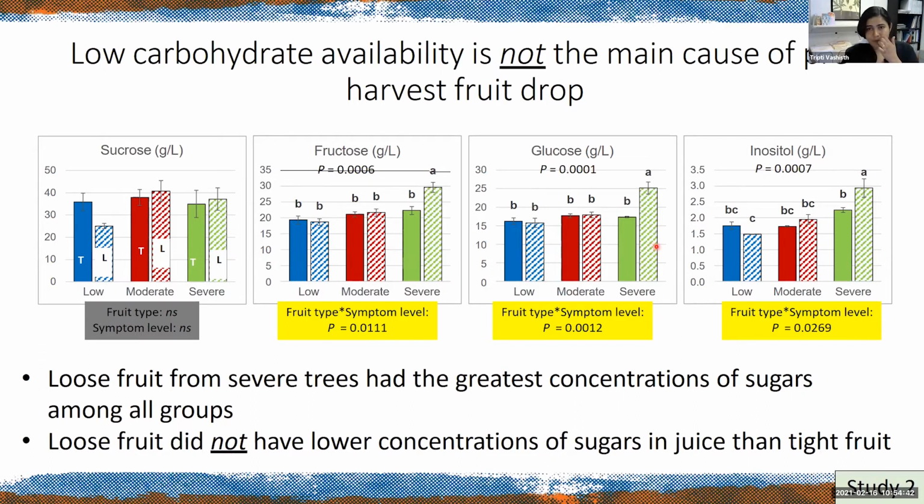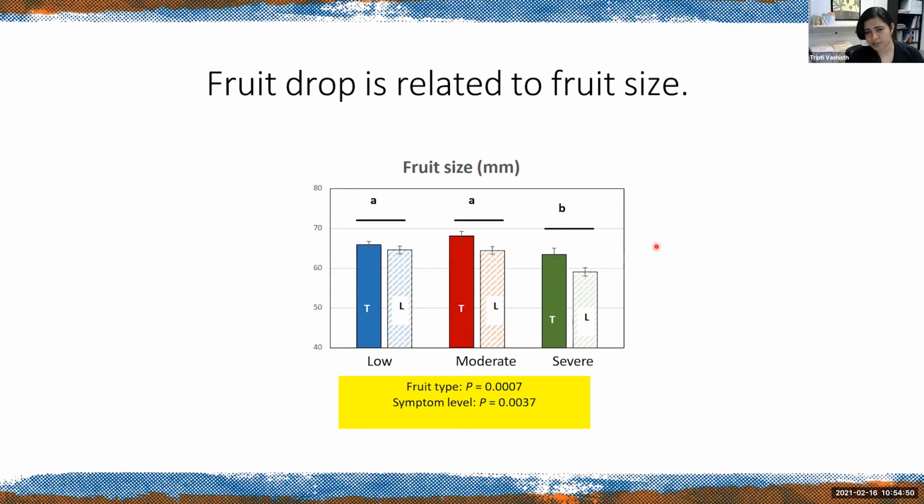Now, you may argue, and we have looked into that, we do know that the loose fruit are smaller in size. So it is possible that the small fruit are more concentrated in sugars. Nonetheless, fruit size is a factor of water availability, or how much water gets into the fruit. The sugars were able to get to the fruit, it's the water that didn't get into the fruit, or the fruit did not size up. That's the problem here. So carbohydrate starvation is not the cause.